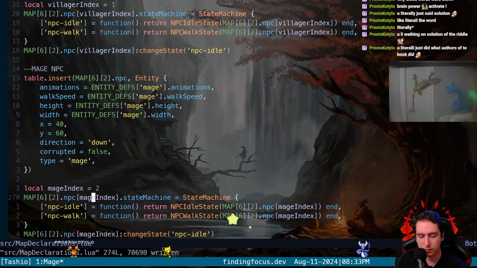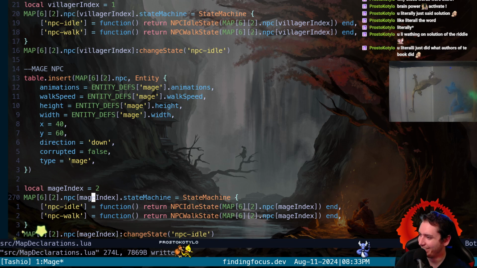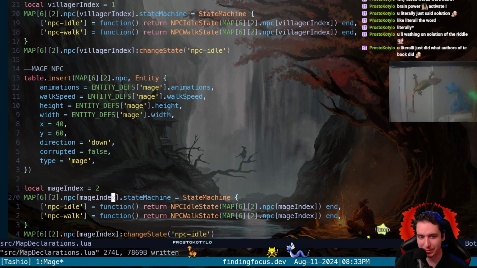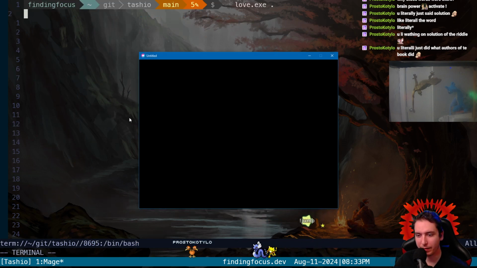This should be mage index. You literally just did what authors of the book did. Oh no. Sorry, man, I missed it. I'm a little distracted.